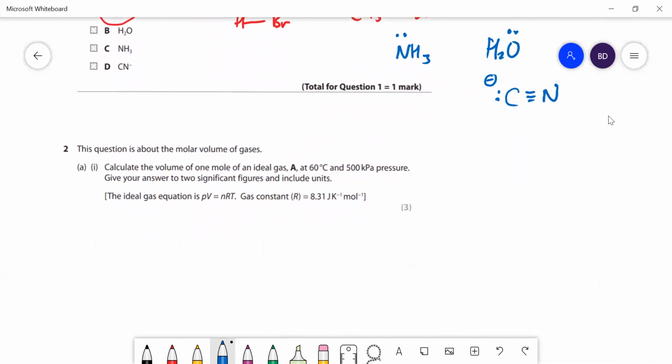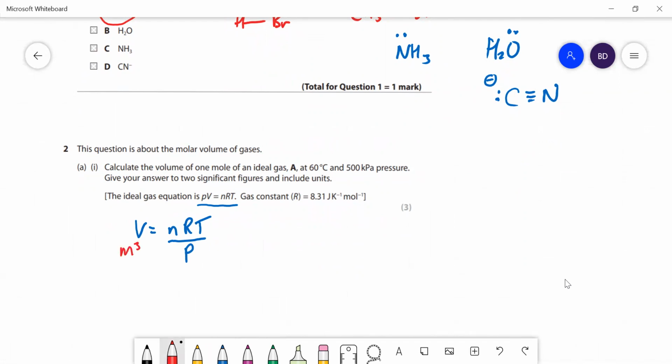Right, this question about the molar volume of gases. Calculate the volume of 1 mole of an ideal gas at that temperature and that pressure. So we need the ideal gas equation, PV = nRT. Rearrange, so we get V is equal to nRT over P. We've got to be really careful with the units in the ideal gas equation. The units, strangely, are in meters cubed.